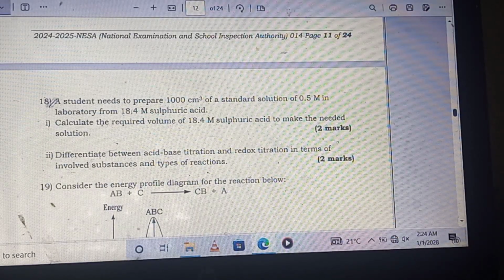Question 18. A student needs to prepare 1000 centimeter cube of standard solution of 0.5 molarity in a laboratory from 18.4 molarity sulfuric acid. Calculate the required volume of 18.4 molarity sulfuric acid to make the needed solution.